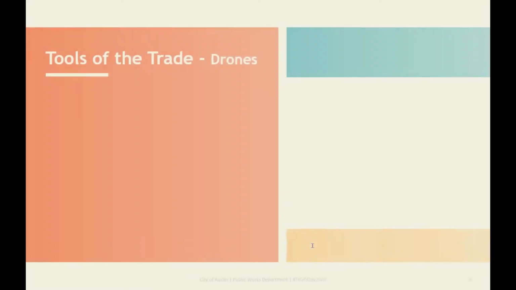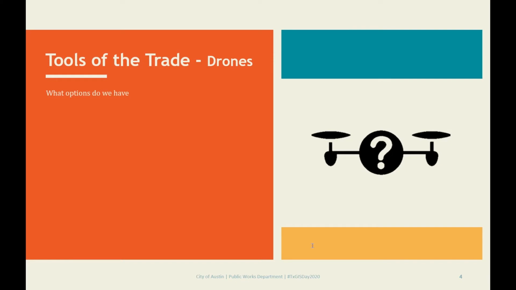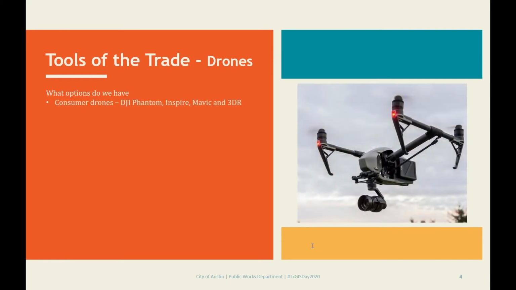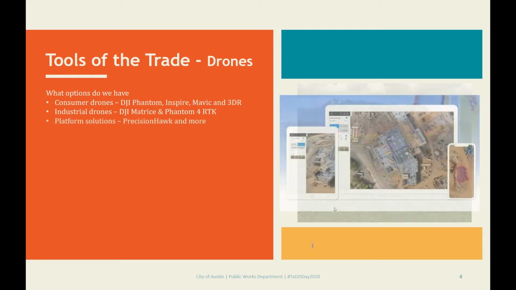We're going to switch to tools of the trade, the drones. And what options do we have? We have consumer drones, with DJI Phantoms, Inspires, Mavics, or 3DRs. They can also be other providers like Autel and so on. We have industrial drones, DJI Matrice or Phantom 4 RTK. The difference between them is that the industrial drones have an RTK module added to them, or more technology added to them, that makes the mapping of data more accurate. And then we have platform solutions, and some of them might be Precision Hawk or Drone Deploy or others.